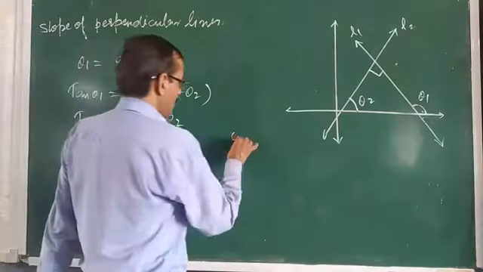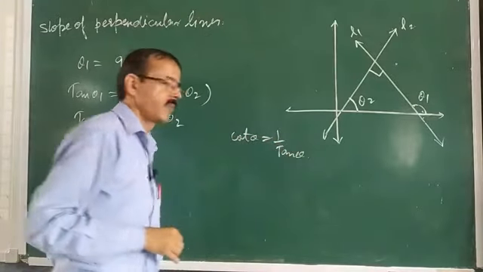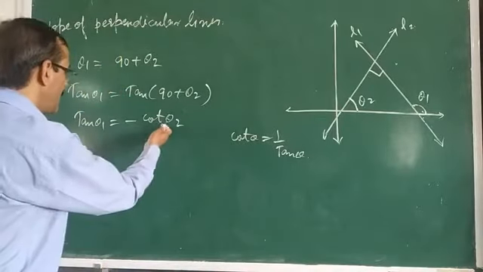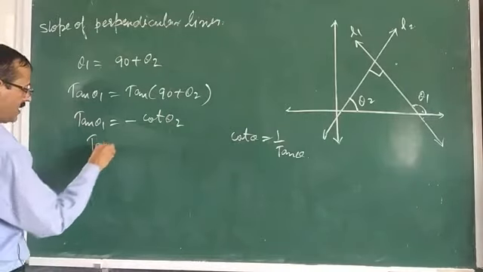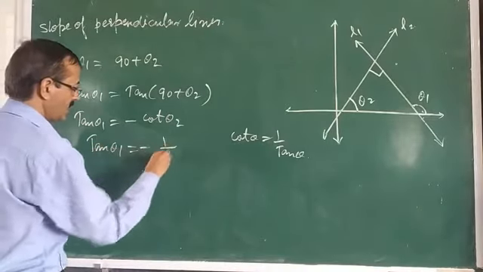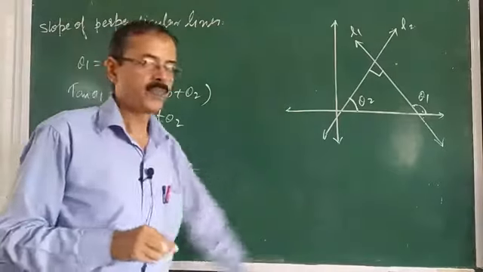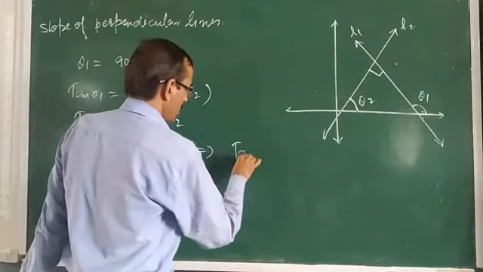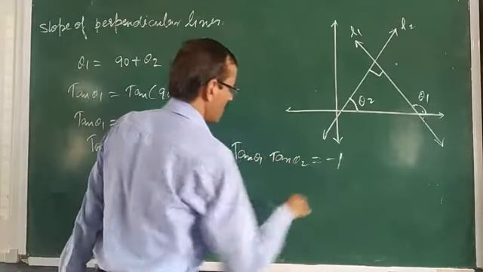Cot theta is equal to 1 upon tan theta. Already you know this identity, so you have to use that. Cot theta 2 means 1 upon tan theta 2. So that will be tan theta 1 is equal to minus 1 upon tan theta 2. Transpose this, it can be written tan theta 1 into tan theta 2 is equal to what? Minus 1.